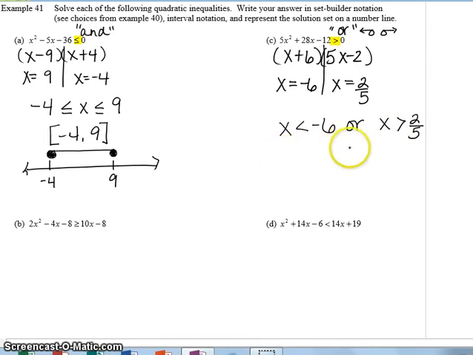Now for the inequalities, I have to have two separate, okay? So if you read this, x is less than -6. So that's going to be from -infinity to -6. They're not included because it is not equal to. And then this is going to go from positive 2/5 to positive infinity. And again, neither of those are included. Okay, remember this symbol in the middle is called the union, which means or.